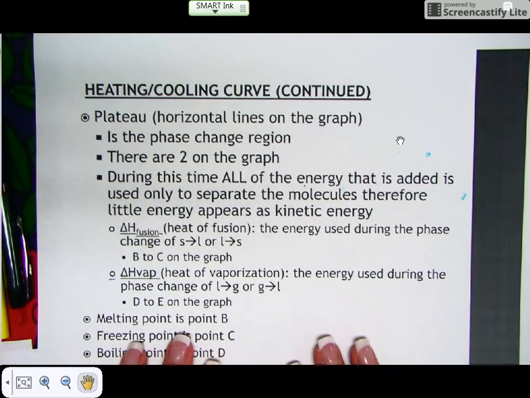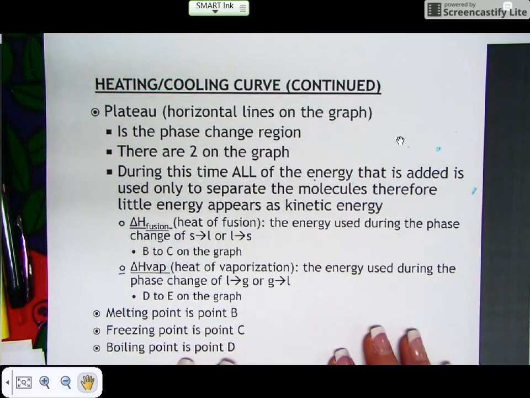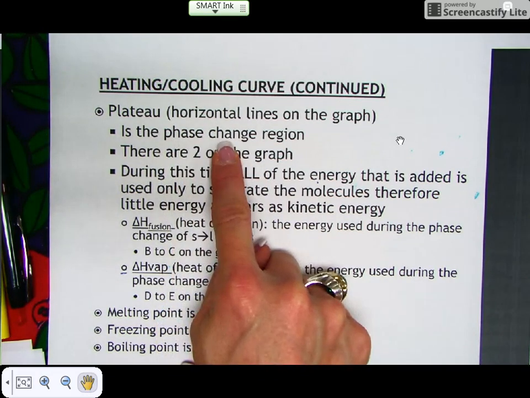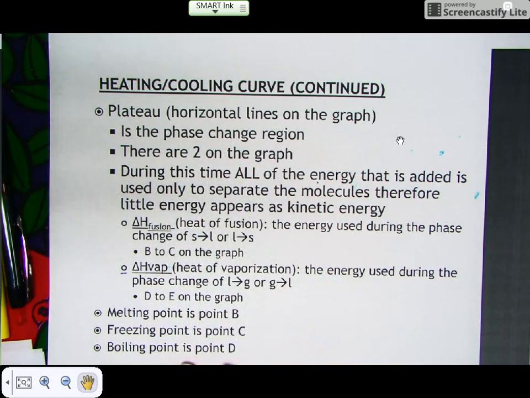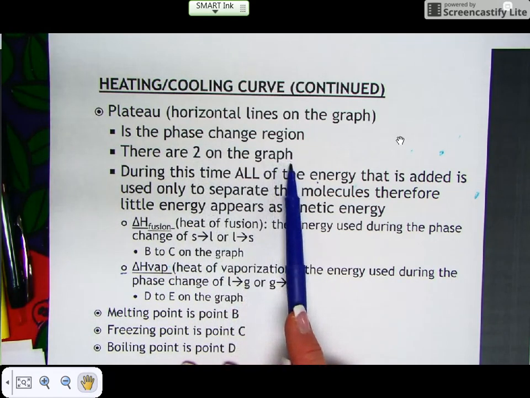A couple of side notes about your heating and cooling curve. The plateau regions, these are the horizontal lines on the graph that I just highlighted. This is your phase change region. There will be two phase change regions on the graph for water and most substances.